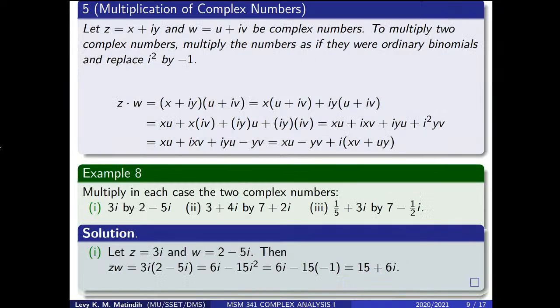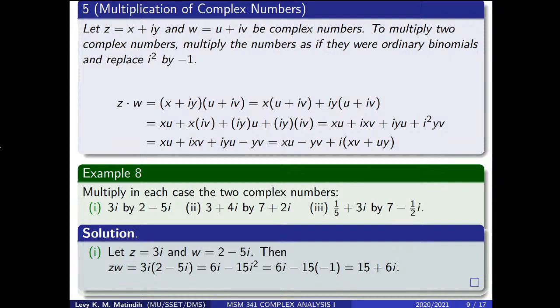Now let's look at multiplication of complex numbers. How can we multiply two complex numbers, and what conditions do we need to take into consideration as we are multiplying them? If we have two complex numbers, z equal to x plus iy, and w equal to u plus iv, then to multiply them, let me just take you back a bit. When you're adding complex numbers, you add the real parts together and the imaginary parts together, then you combine these two.